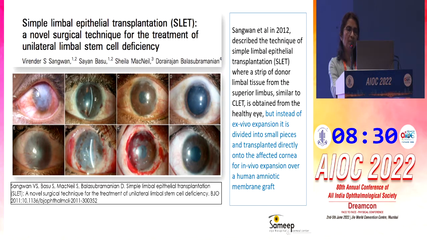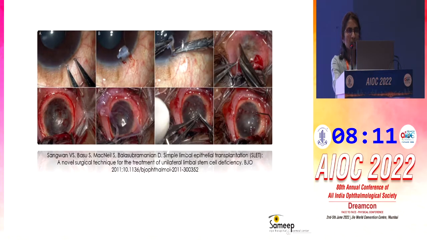It was taken from the healthy eye, but here, instead of ex vivo expansion, it was divided into small pieces, and these explants were transplanted directly onto the affected cornea for in vivo expansion over a human amniotic membrane graft along with fibrin glue. So that works as a scaffold for these cells. The pictures show the different steps of the SLET procedure.